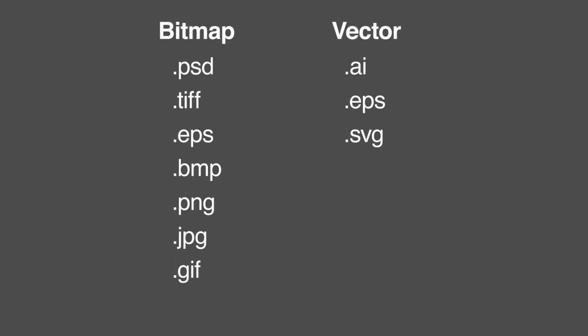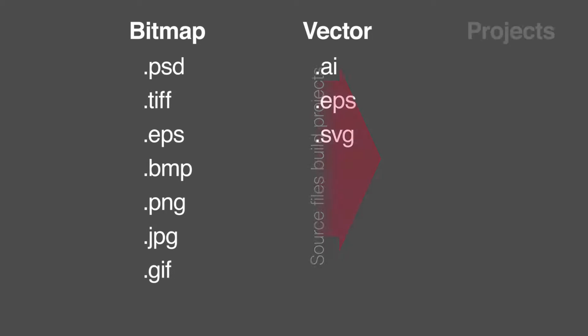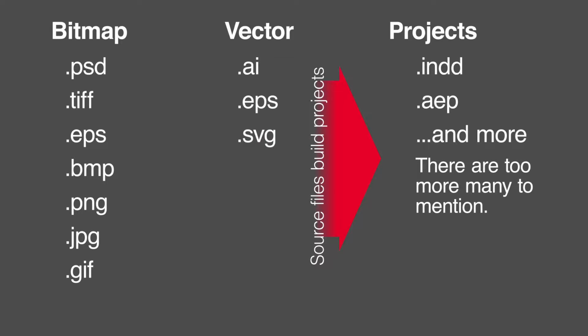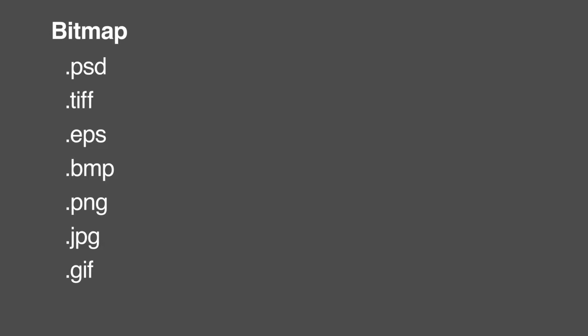So for graphics files, it helps to clarify that we are most often concerned with bitmap files and vector files, which are widely used as source files for projects. We won't dwell on project formats which are made with project building applications. Instead, let's first break down some of the bitmap file formats.